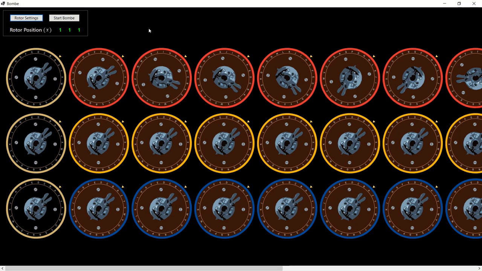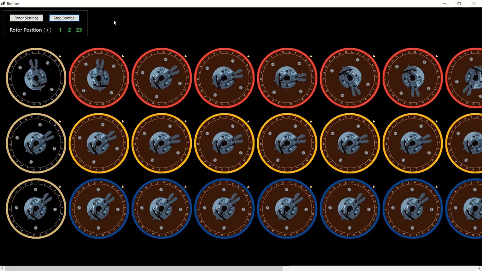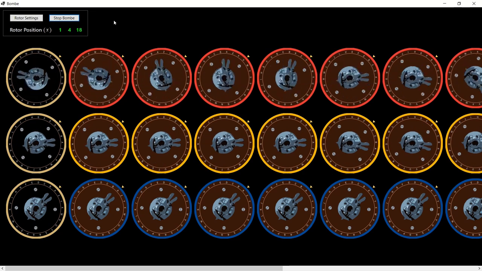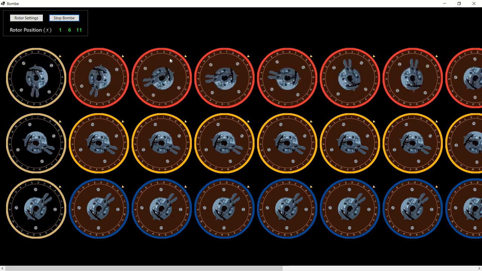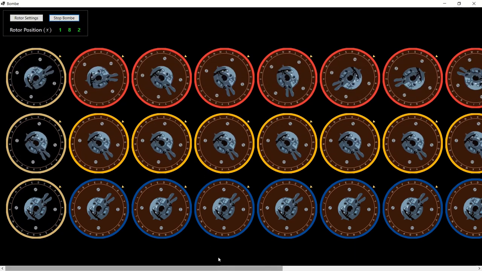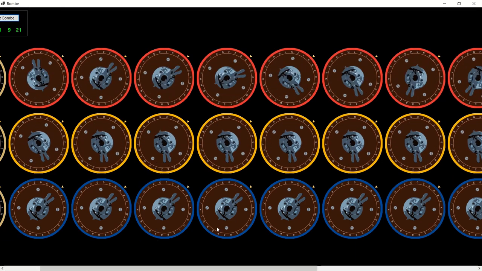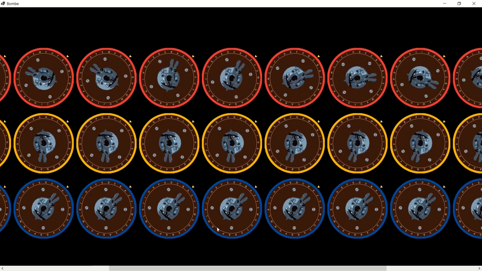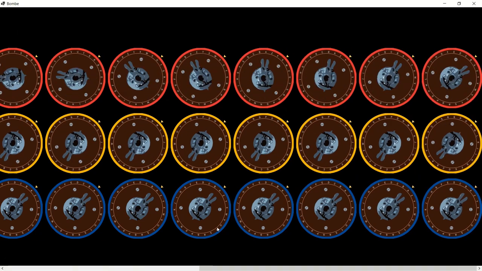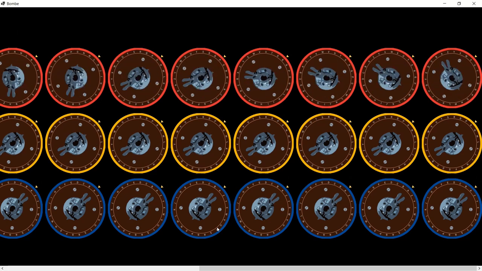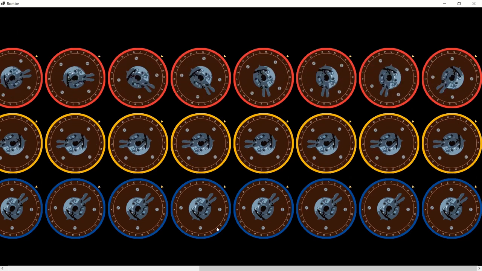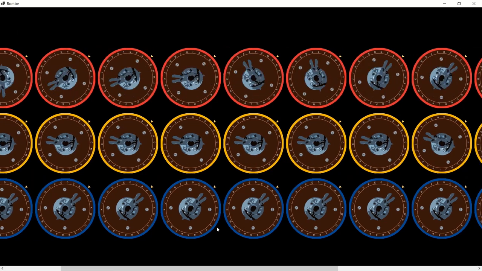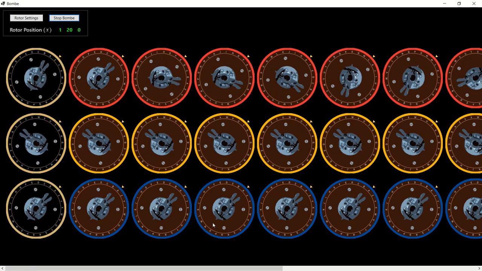We are going to begin from position 111. Bombe is running. Notice that the yellow rotor moves by one step every time the red rotor completes one rotation, just like it did in the Enigma machine. The machine is scanning the rotor positions really fast. How nervous and excited the Bletchley Park mathematicians must have been when they ran this machine for the first time successfully.